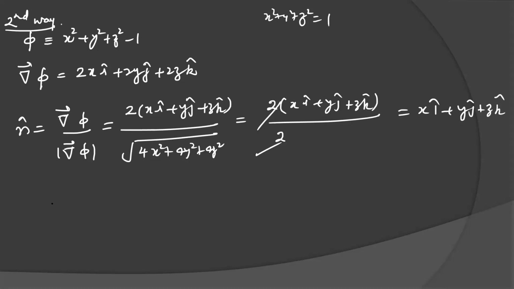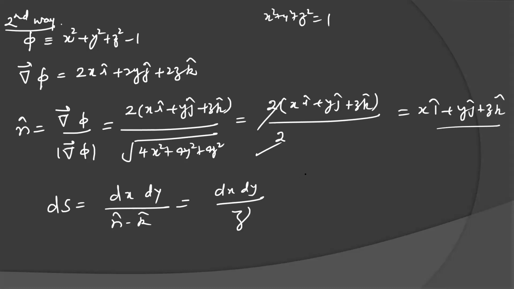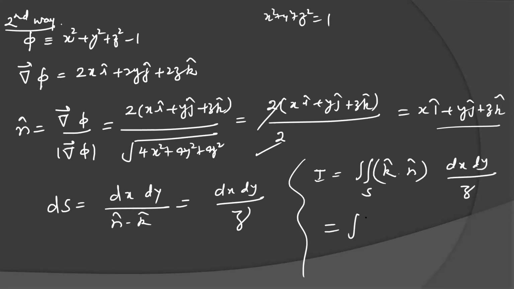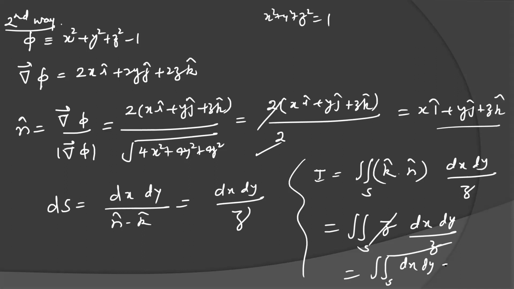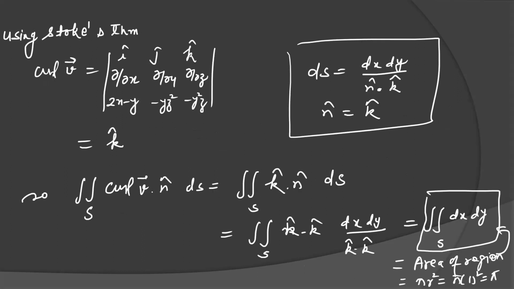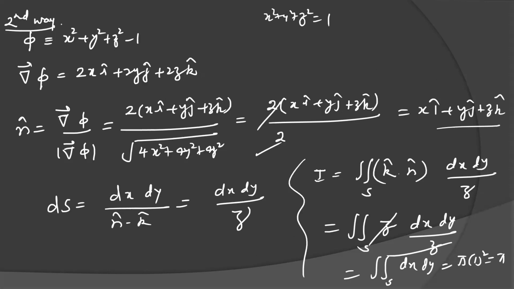Now if you take curl f, you can take the projection in the xy plane. Then it will be dx dy over n cap dot k cap, which will be z here. Now if you put this in the integration, it was k cap dot n cap dx dy over z. K cap dot n cap is actually z, so z dx dy over z, and z is cancelled out. It is again the same formula. Dx dy is the area of the circle, so it is pi. So this is the second way. If you are not comfortable with the first way, you can go by this way also.